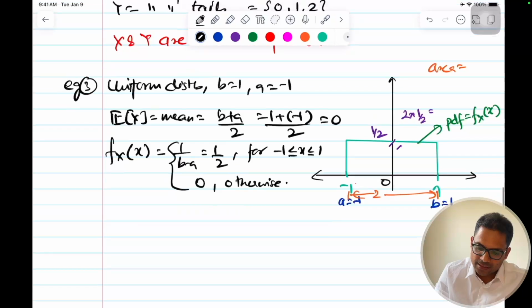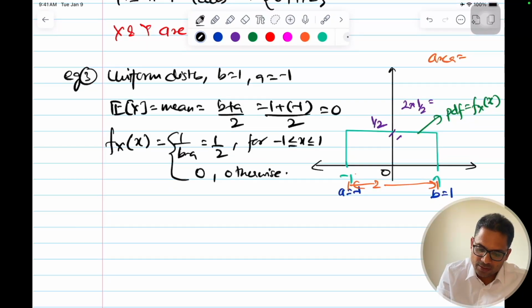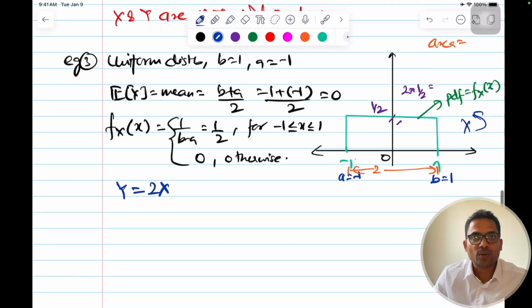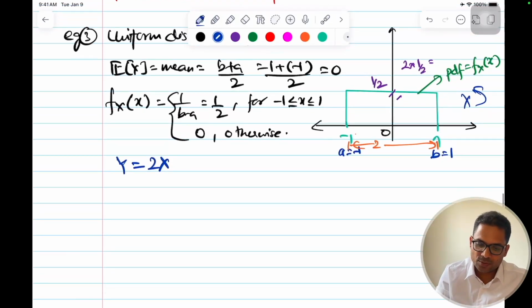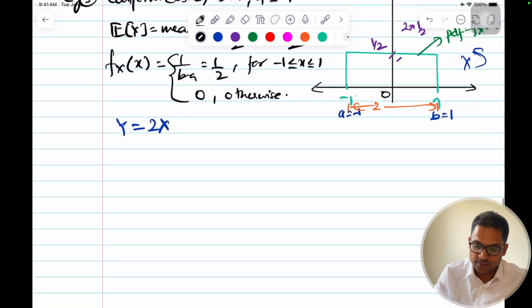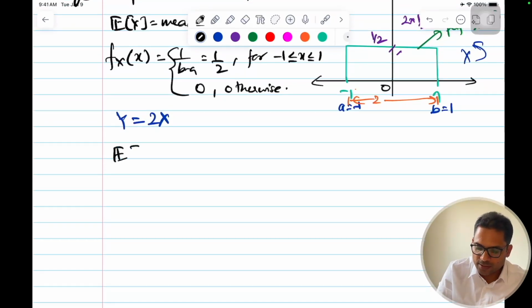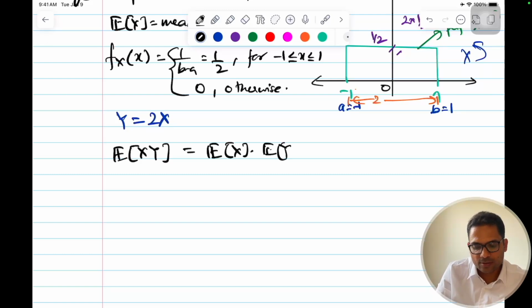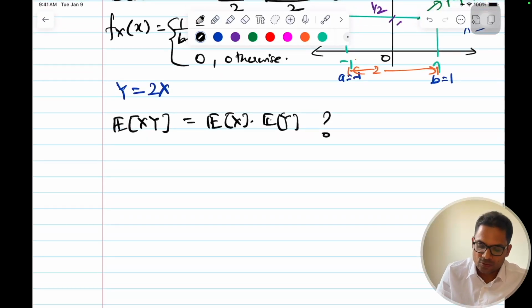So this is about x, and let's define another random variable. There is another random variable y is equal to 2x. This is my x and this is my y is equal to 2x. So let's compute whether the expected value of xy is equal to the expected value of x into the expected value of y or not. So what will be the expected value of xy? Let's compute the LHS first.